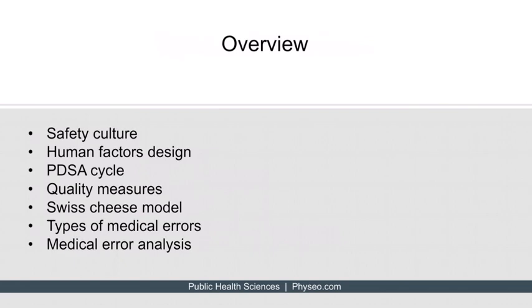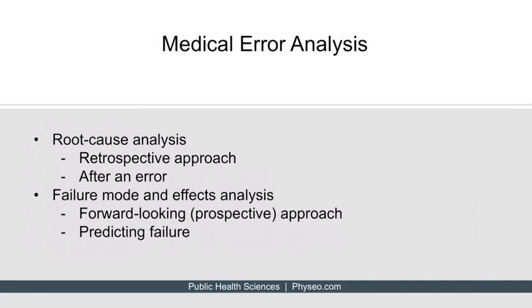Okay, last on our list is medical error analysis. There are 2 methods of medical error analysis that are important to be familiar with. The first is a root cause analysis, which refers to a process by which the cause of a failure is rooted out. This process involves a retrospective approach, meaning it is undertaken after an error has taken place and involves interviews and reviews to determine every factor that may have contributed to the error.